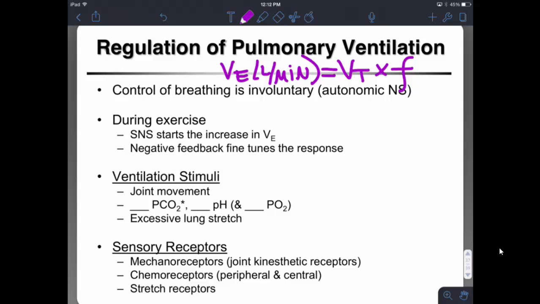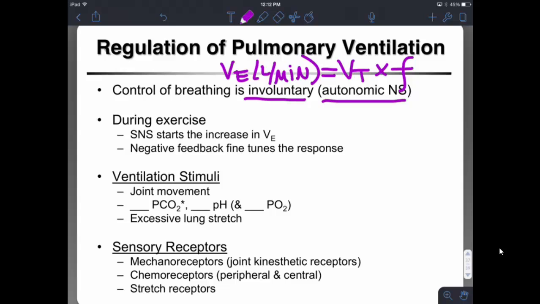So as you know, the control of breathing is involuntary, which means it is affected by the autonomic nervous system. Obviously, you can change your breathing rate voluntarily, but for the most part, you breathe without thinking about it and without intentionally breathing. So during exercise, when the need for ventilation increases, there are different things that cause ventilation to go up.